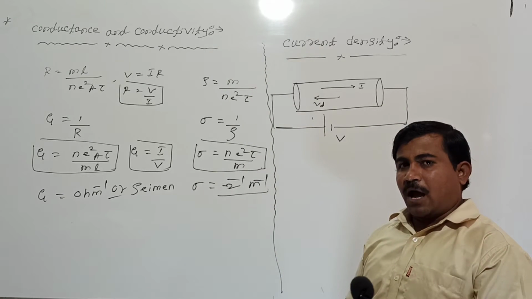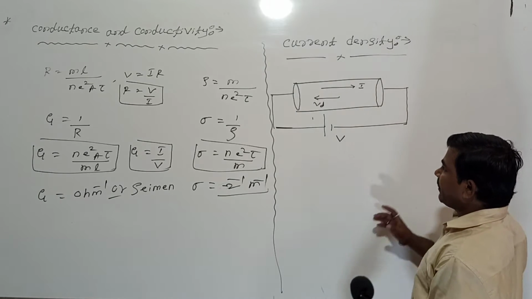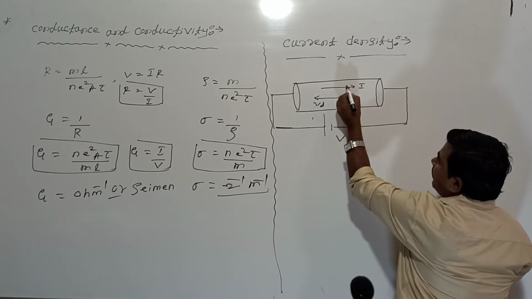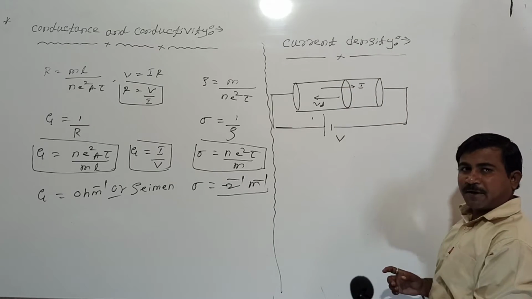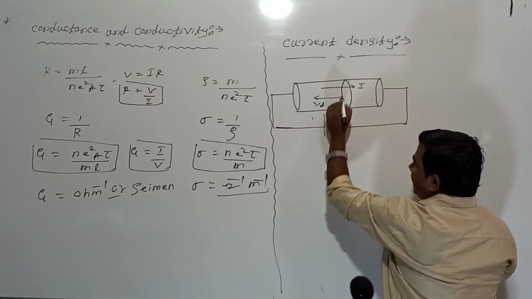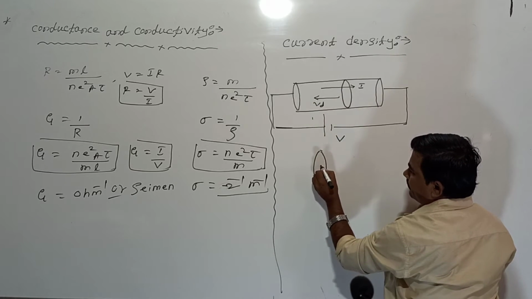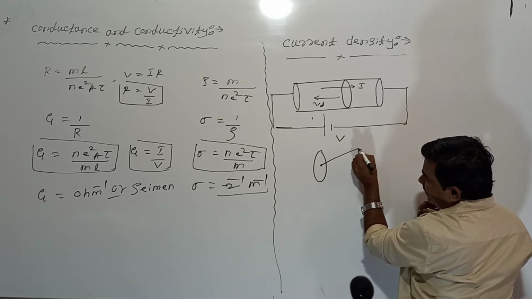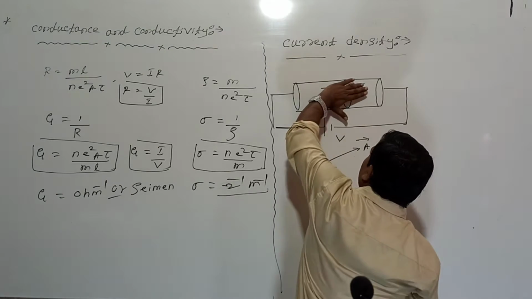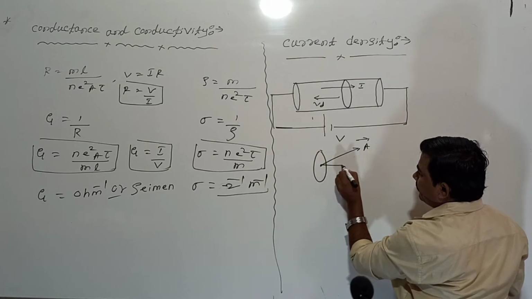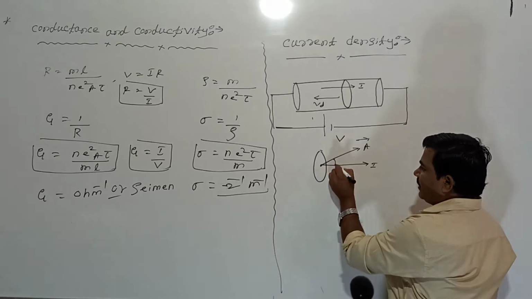In this conductor, I am going to take a point and an area vector. What is the area vector? I will choose this as the area vector. Look at me. This is the direction of the area vector. Right? How is the current flowing? In this direction current is flowing. This is the angle between the current and the area vector.